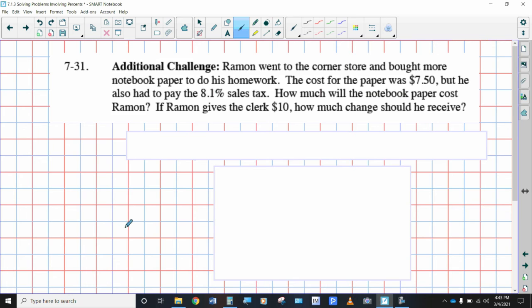And now for some additional challenge. Wow, this is a fast one, isn't it? We're going to get this done in less than 20 minutes, I think. Well, I guess we had to pause and work a little bit.